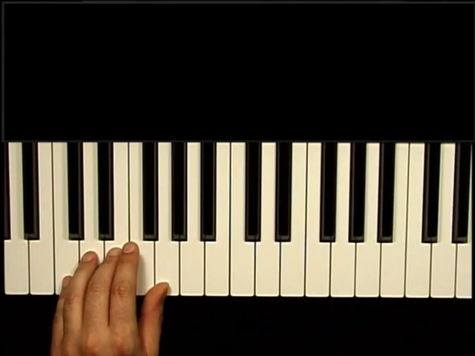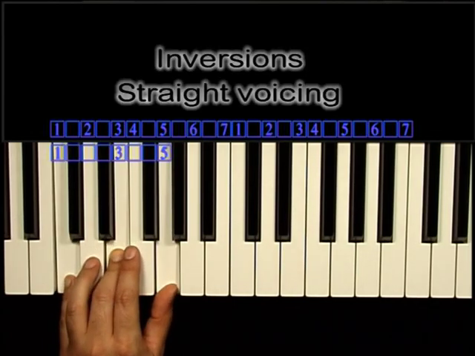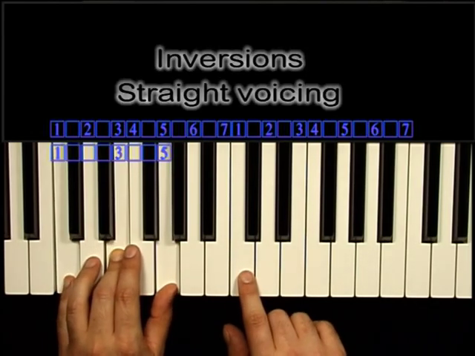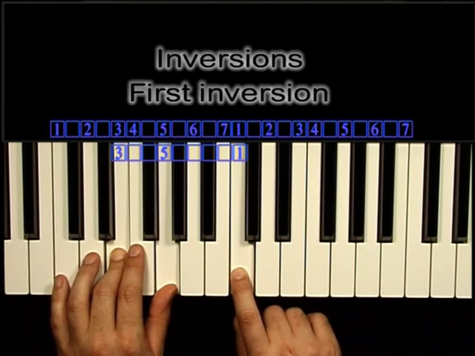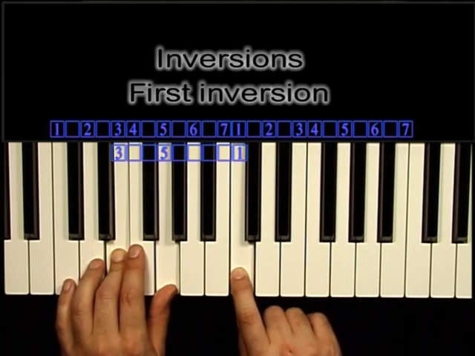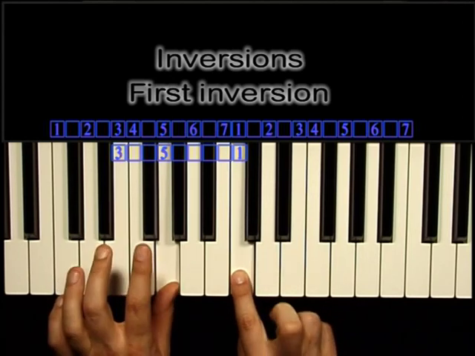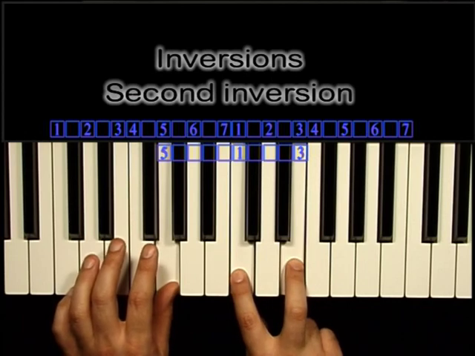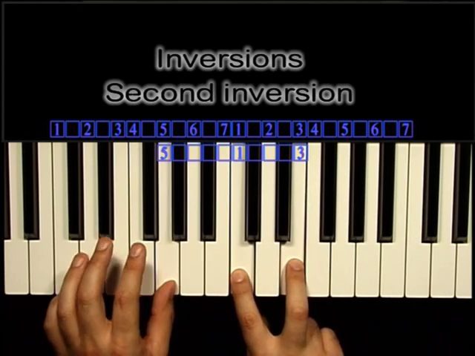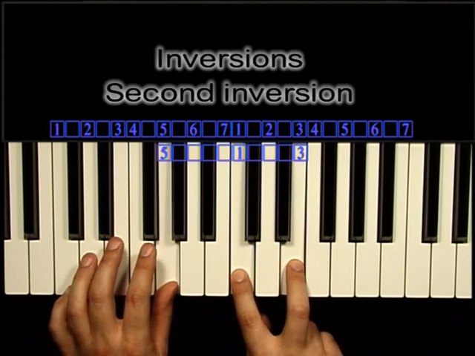Taking a C major chord, we take the lower note and bounce it up an octave, creating the first inversion. Whereas our original formula was 1, 3, 5, now it's 3, 5, 1. If we bounce the 3 up an octave, we now have the second inversion, 5, 1, 3.